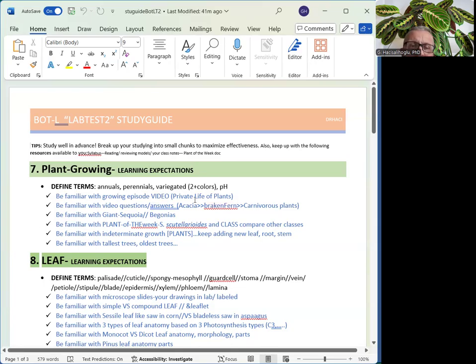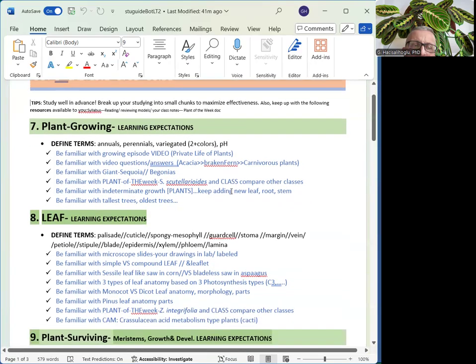Know which class it belongs to and what the scientific name is. And be familiar with indeterminate growth of plants, which keep adding new leaf, root, and stem continuously. Know the tallest tree, oldest tree, and all that information. That's plant lab number 7, plant growing.